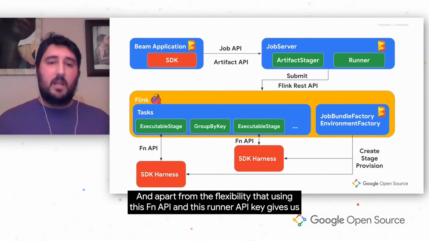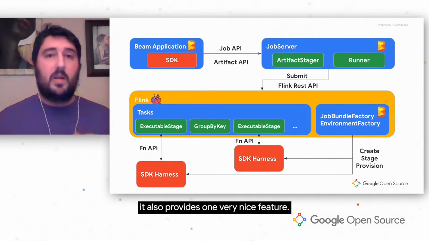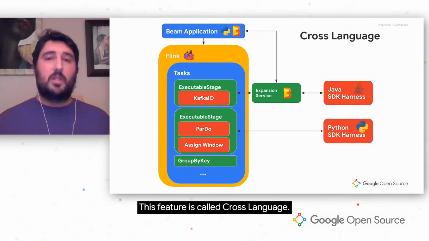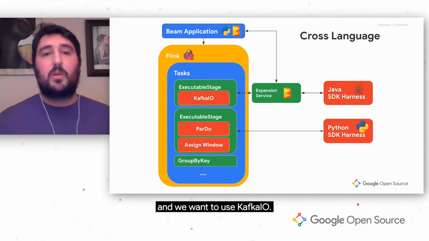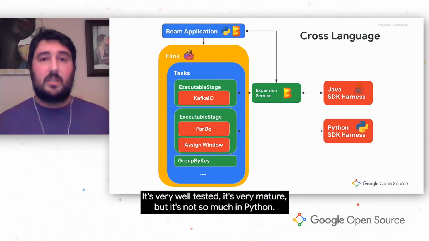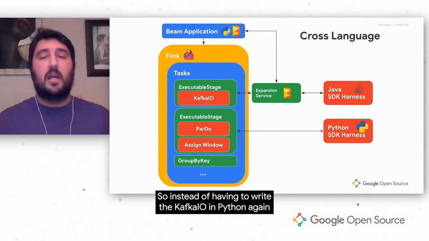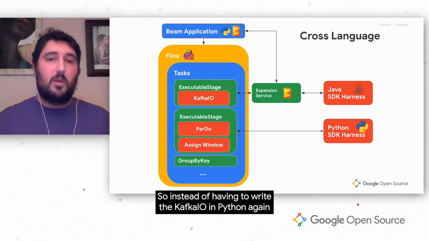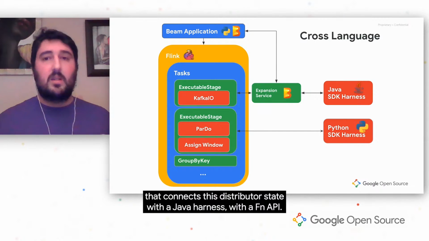Apart from the flexibility that the Fn API and the Runner API give us when it comes to adding new SDKs or new runners, they also provide one very nice feature. This feature is called cross-language. Let's say that we have our Beam application written in Python, and we want to use KafkaIO. KafkaIO is an IO that has been around in Java for a long time. It's very well tested and very mature, but it's not so much in Python. So instead of having to write KafkaIO in Python again, we can use something called the expansion service that connects these executable stages with a Java harness through the Fn API.